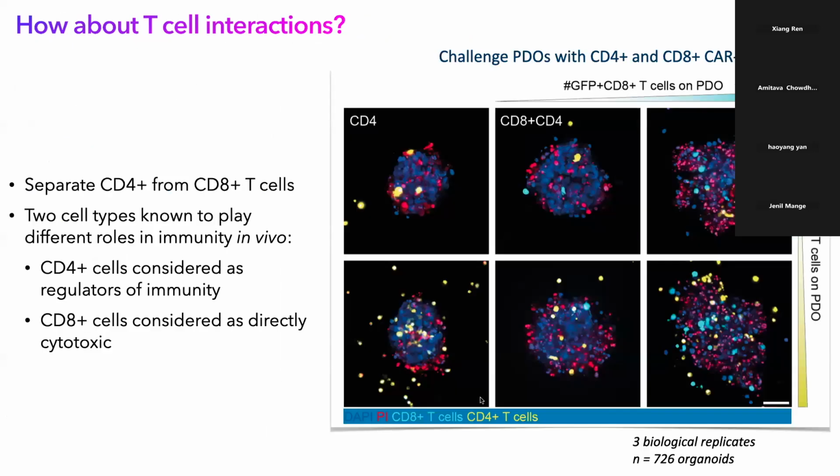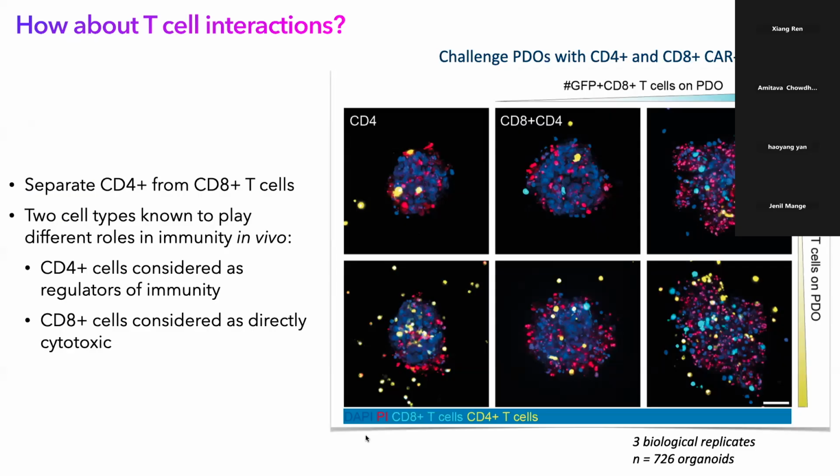And then finally, the last thing I will show you is whether we can actually use this to better understand the interactions between the T cells. Here what we did was we separated the CD4 T cells, which are known to basically help regulate the action of the CD8 cells, from the CD8 cells, which are typically known as the ones that are directly cytotoxic, the ones that directly kill the cancer cells.